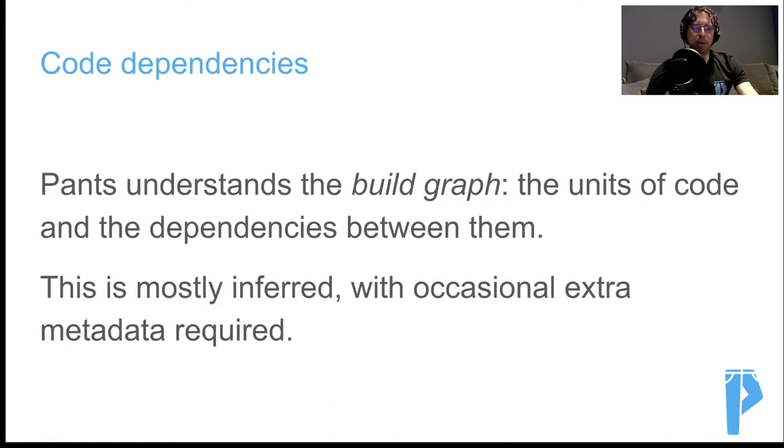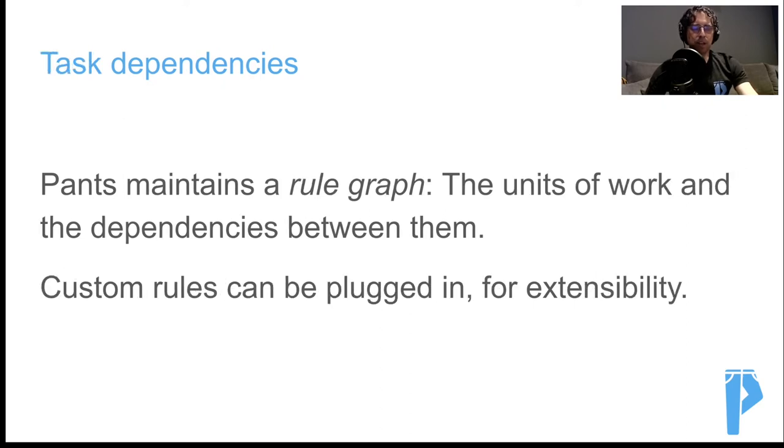Now, Pants also understands the build graph, which is the relationship between the units of code. Unlike other tools, Pants is smart enough to mostly infer these by looking at your import statements, but occasionally you have to provide a little extra metadata. And it can use these code dependencies, as well as its analysis of the dependencies between units of work, to create a rule graph. And the rule graph is a thing that maps outputs to inputs explicitly instead of relying on file system side effects. And of course, you can plug in custom rules for extensibility.